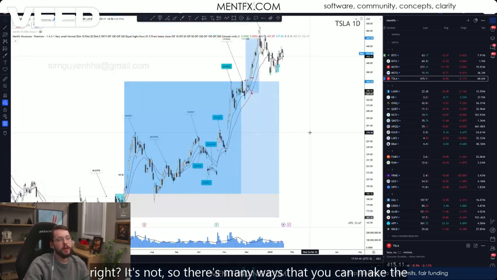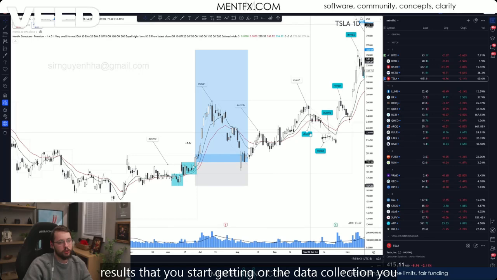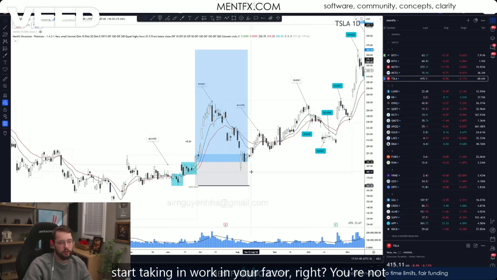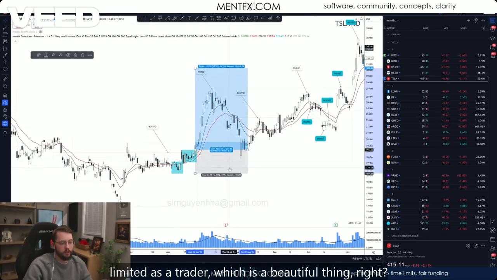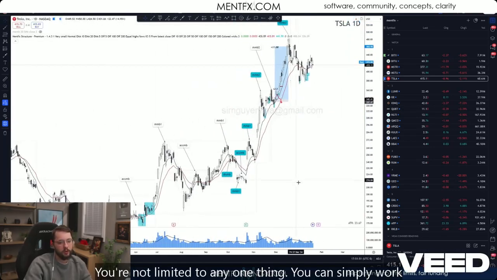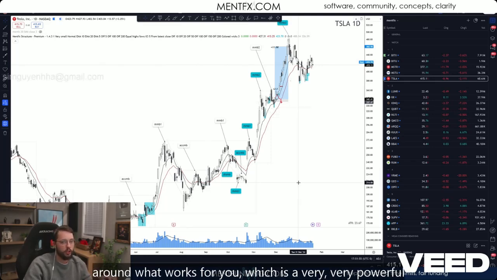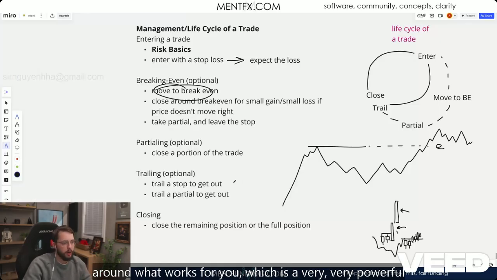There are many ways that you can make the results or the data collection that you start taking in work in your favor, right? You're not limited as a trader, which is a beautiful thing. You're not limited to any one thing. You can simply work around what works for you, which is a very, very powerful thing.